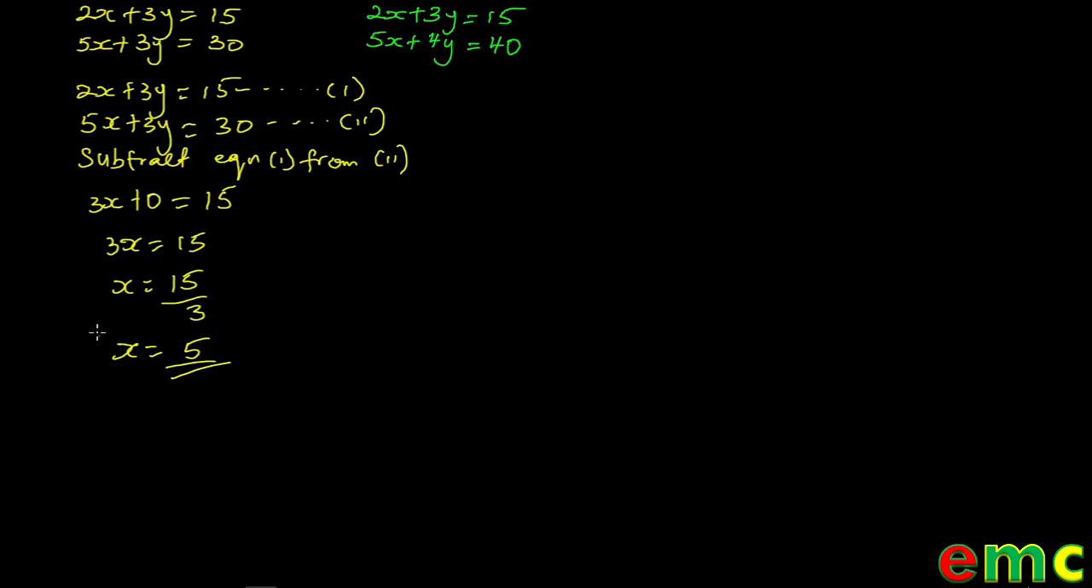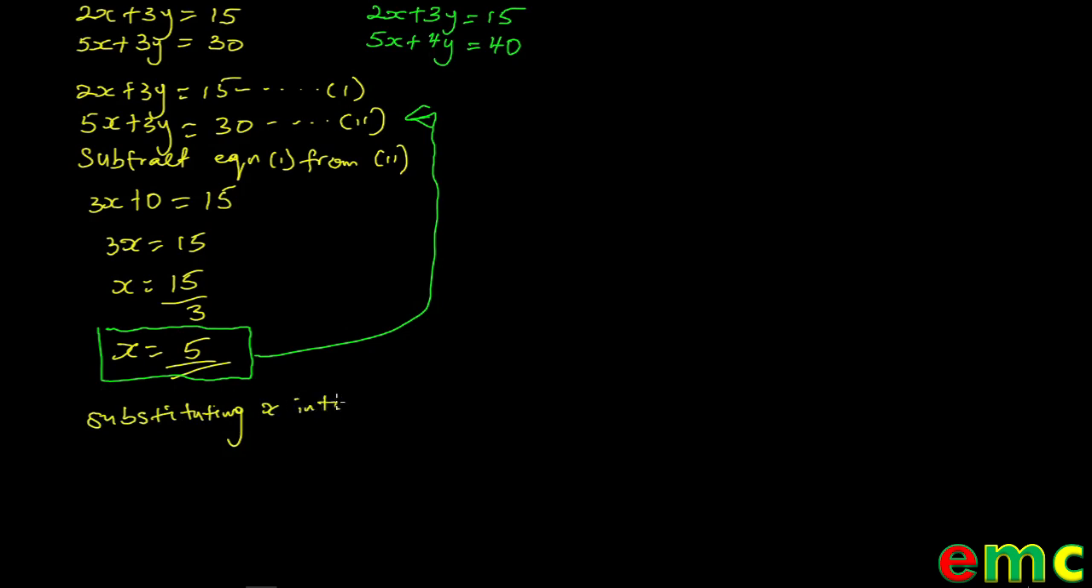Now to get the value of y, we are going to substitute the value of x into one of the original equations, either equation 1 or equation 2. We can use any of the equations, but let's use equation 1 in this case. From equation 1, we have 2x plus 3y equal to 15. We have our x equal to 5, so we have 3y equal to 15, and 2 times 5 gives us 10.